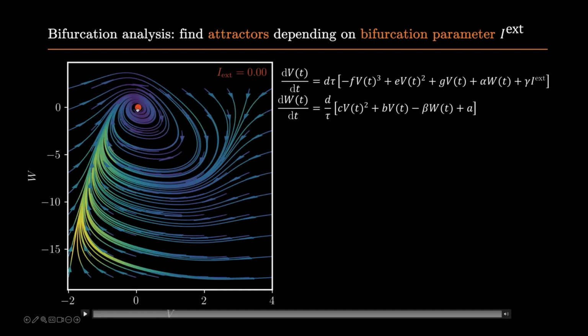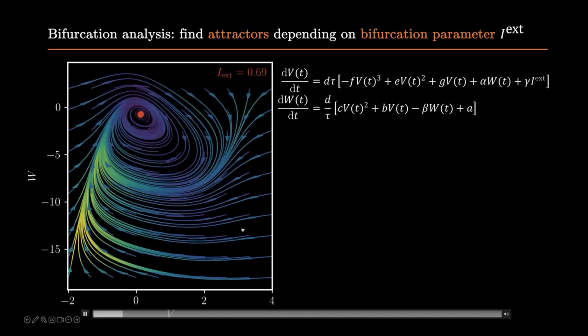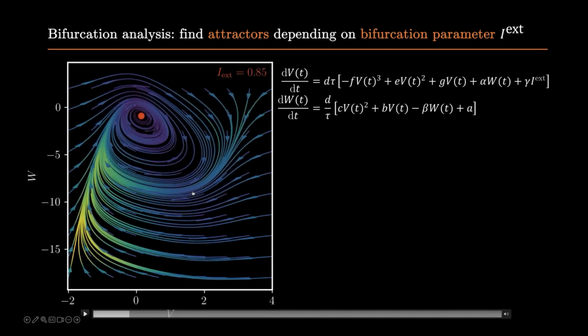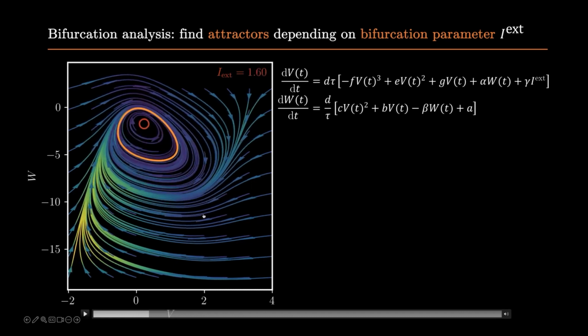And the location of this fixed point depends on the parameter. So if we increase the parameter, this fixed point is moving. And at some point, we get a second object, which is this orange circle, which is a limit cycle. So this is a stable limit cycle, and now the fixed point in the middle is not stable anymore, but unstable. So it's not attracting anymore, but it's repelling.